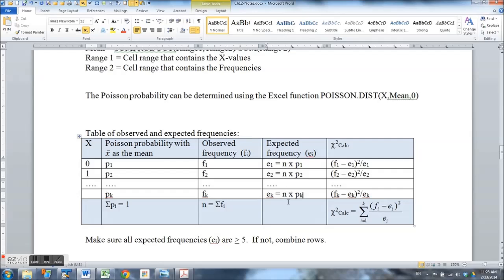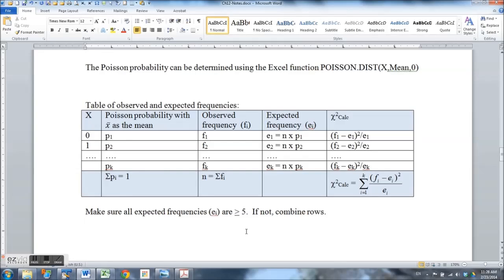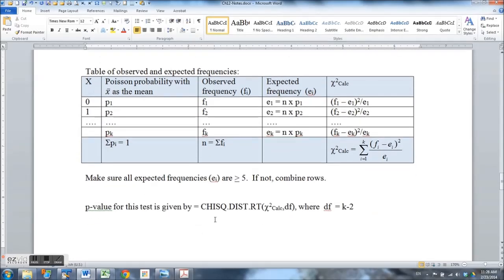We need to make sure that all the expected frequencies are greater than or equal to 5. If this is not so, we may have to combine some x's either at the top or at the bottom to make sure that the expected frequencies are all greater than or equal to 5. And then we can find the p-value using CHISQ.DIST.RT. And in this case, the degrees of freedom is k minus 2. And based on the p-value, then we can make a conclusion.